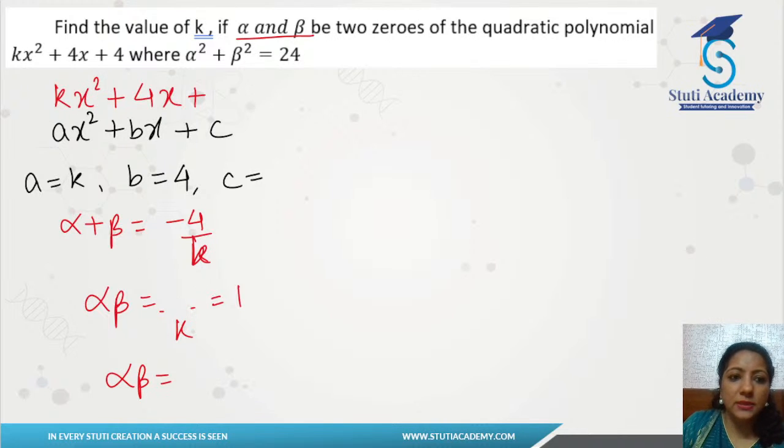Okay, so I'm just repeating this. This is 4. Please notice this is 4. I've copied incorrectly here. So c is also 4 in this case, and then we've got alpha into beta. Alpha into beta is c upon a. That is actually 4 upon k in this case. That's all. We'll not write it as 1.